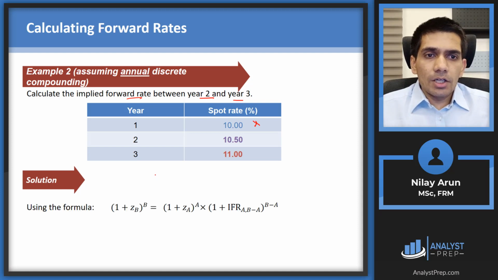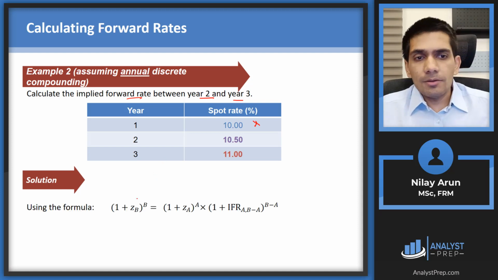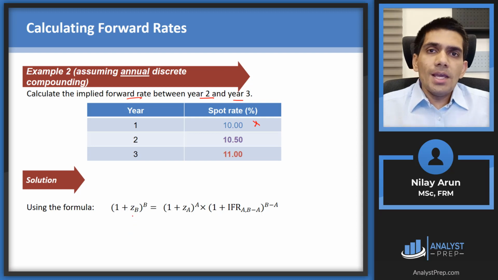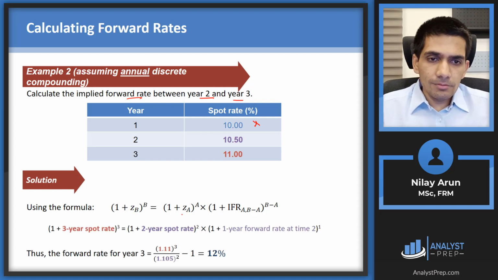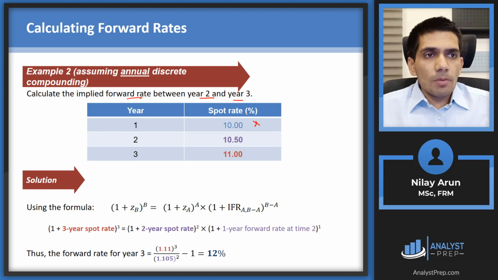So now let's try doing this using the formula which we saw earlier. So again, B is the longer maturity, A is the shorter maturity. The longer maturity is 3 years, the shorter maturity is 2 years. So 1 plus 3 year spot rate raised to the power of 3. Similarly, 1 plus ZA would be 2 year spot rate raised to the power of 2. And IFR is your implied forward rate, which is the unknown rate which we are supposed to calculate in the question. Now that is raised to the power of 1.